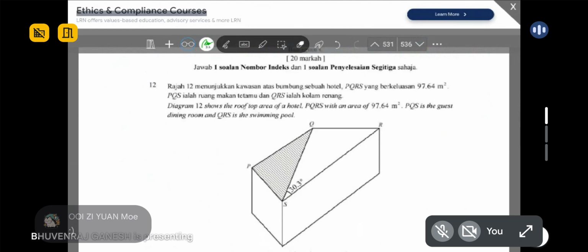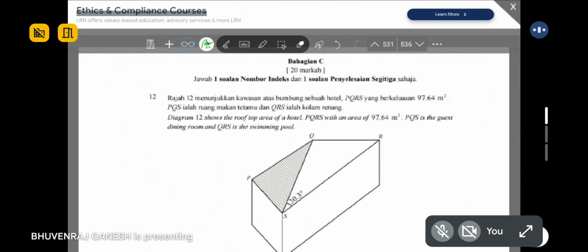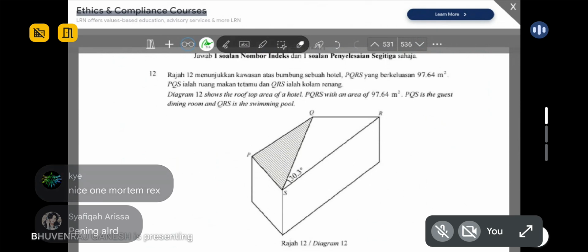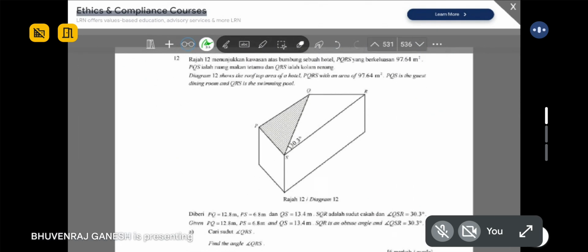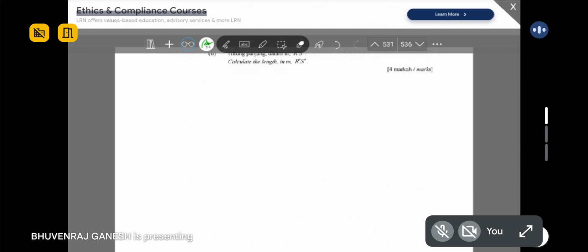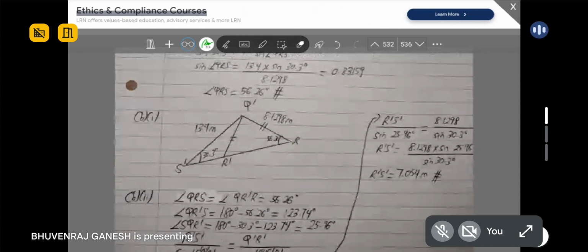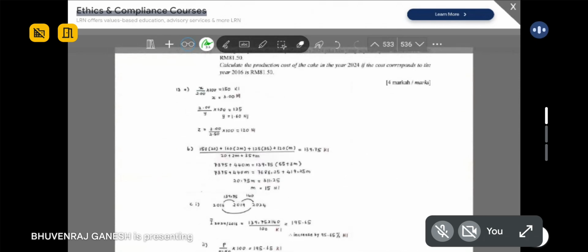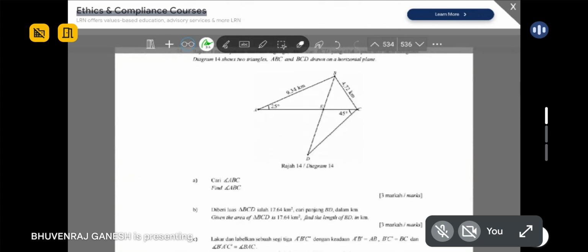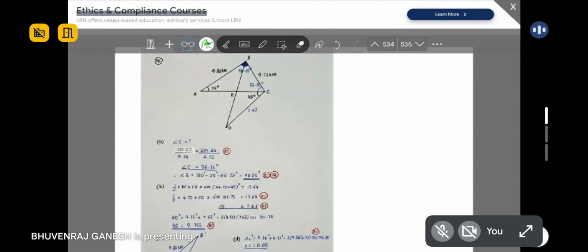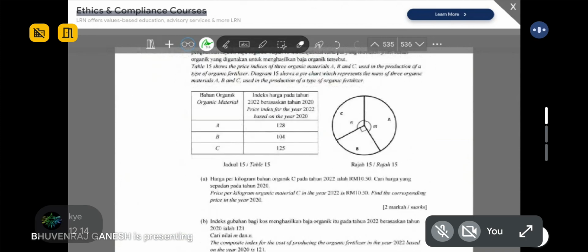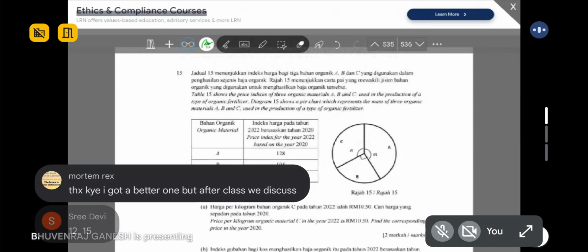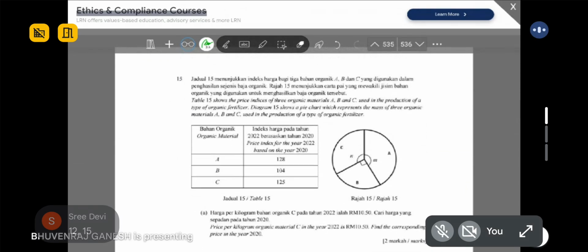Okay, last one, Section C. For Section C, you choose 2 questions only because you need to solve 2. Tell me which numbers you all want me to discuss. This one is question 12, SOT. Question 13, index. Question 14, again SOT. Question 15, index. Better choose one SOT, one index. Which one do you all want?